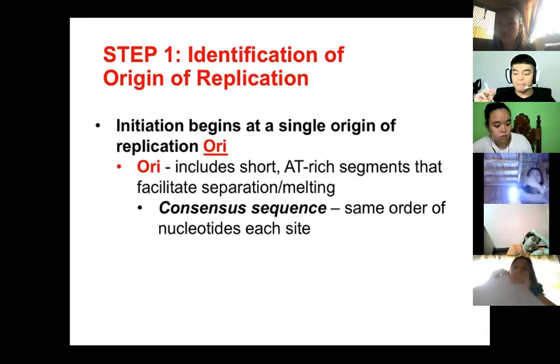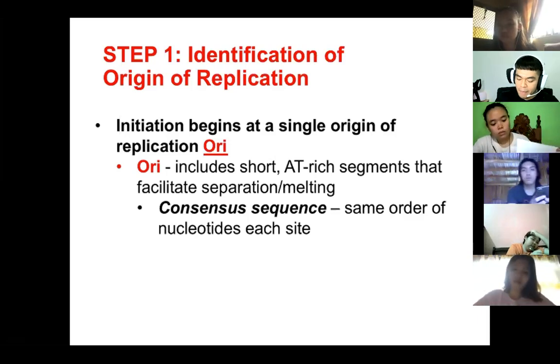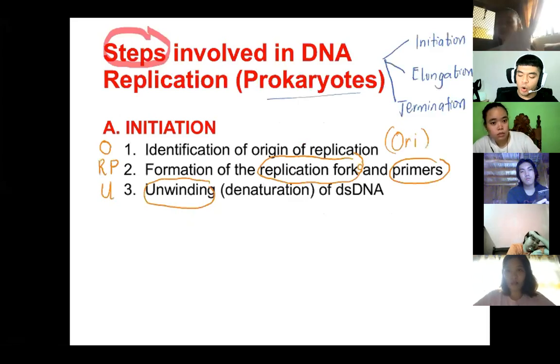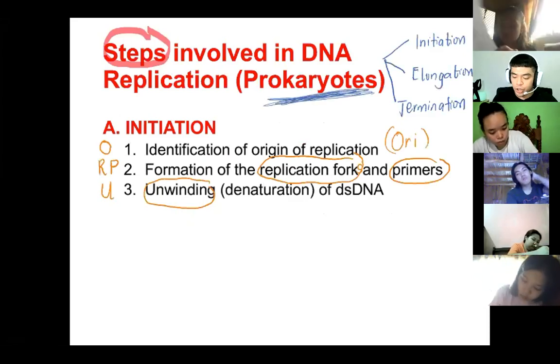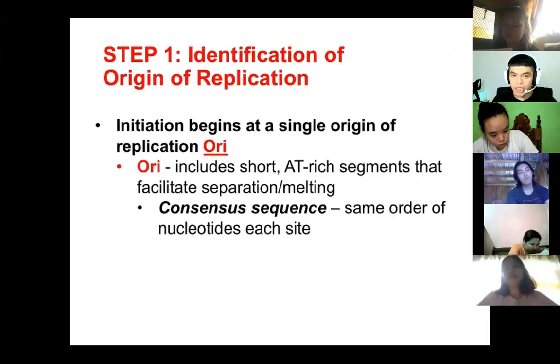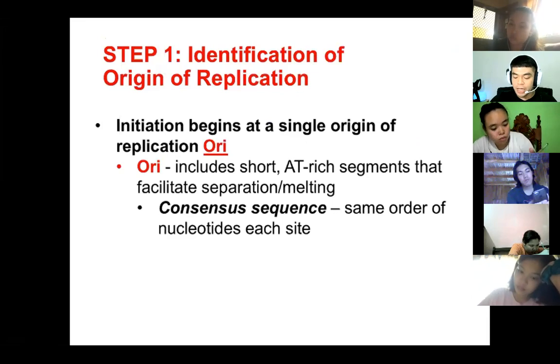Remember, guys, before I forget, what I'm discussing in these steps right now are prokaryotes, like the E. coli bacteria. I will discuss eukaryotes later. So the first step is the identification of ORI.